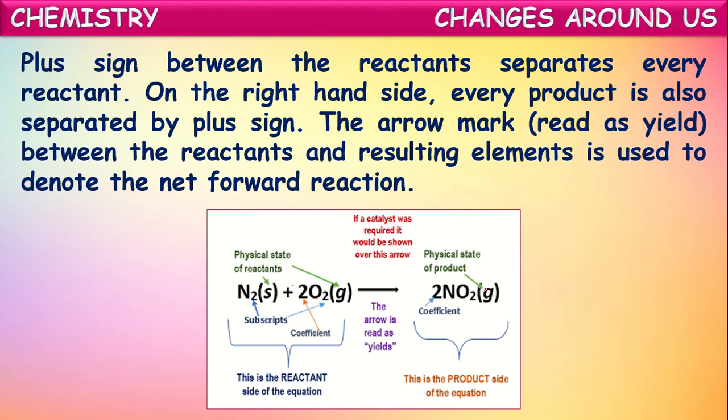The arrow mark in the middle, between the reactants and the products, is used to denote the net forward reaction. This arrow mark is shown in this direction. This represents the reaction moving from the left hand side to the right hand side. That means these chemicals are participating to form these chemicals. That is represented by this arrow mark. Okay, forward reaction is represented with an arrow mark.